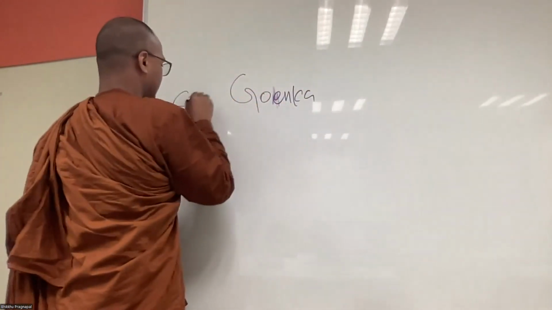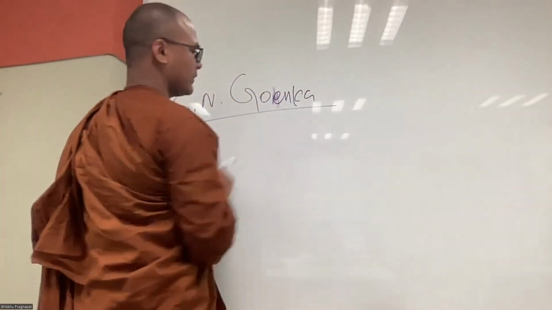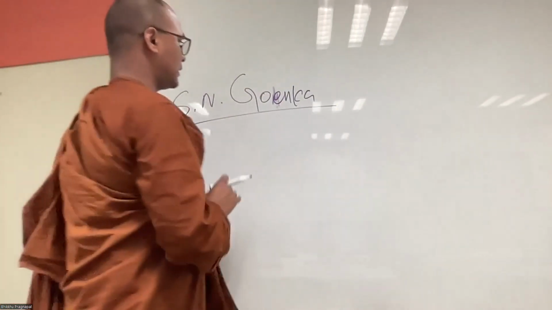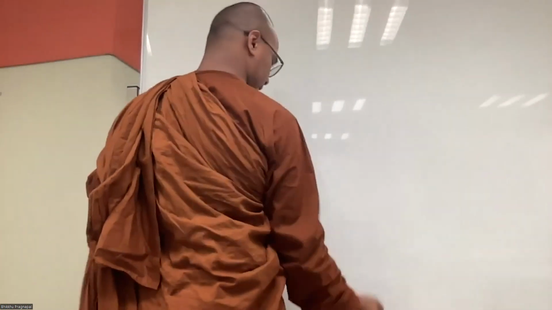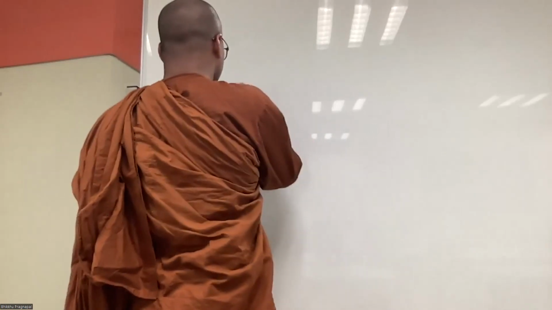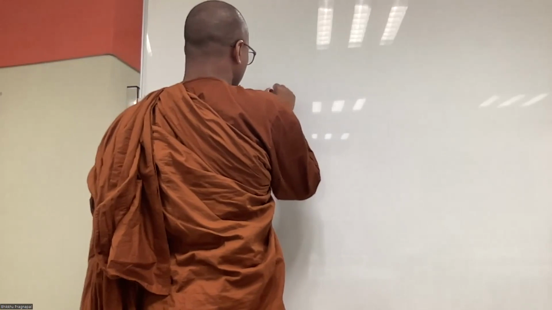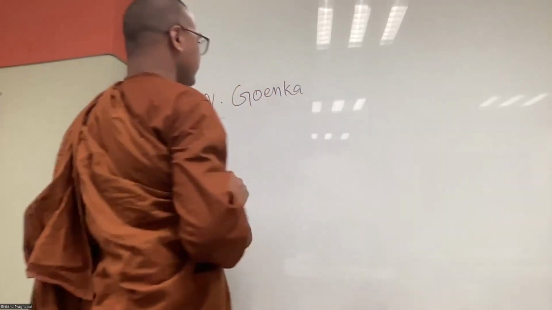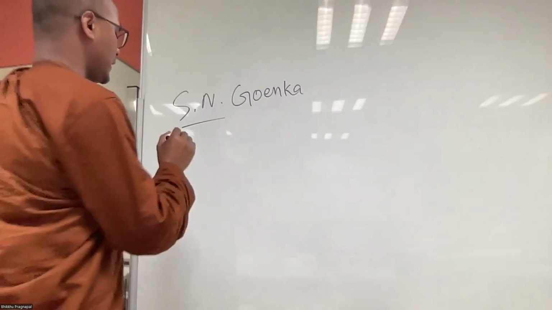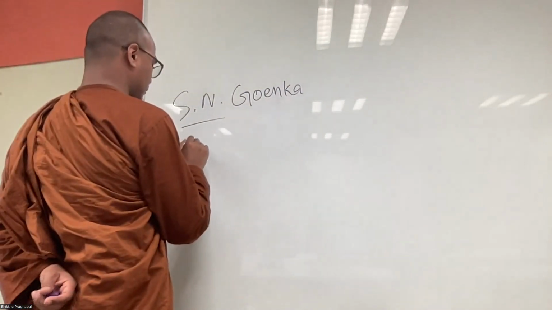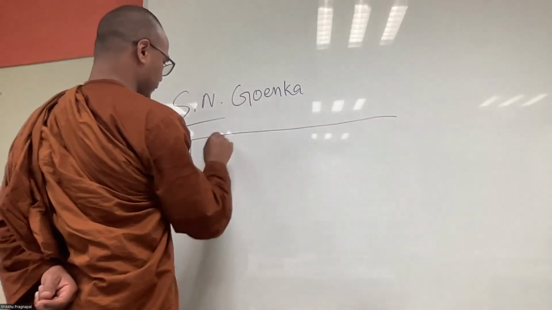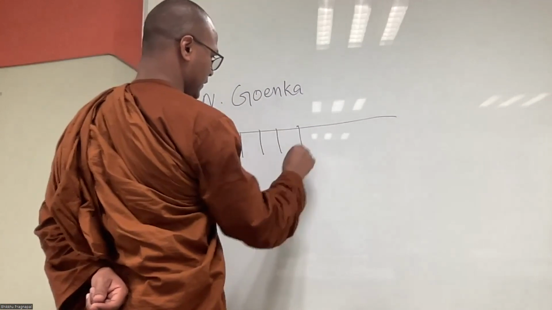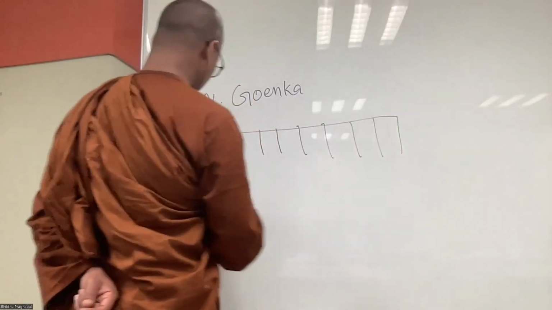Goenka is a very famous meditation teacher. Let me write nicely for you. So he's famous. The well-known retreat is 10 days. His well-known retreat is 1, 2, 3, 4, 5, 6, 7, 8, 9, 10. 10 days.